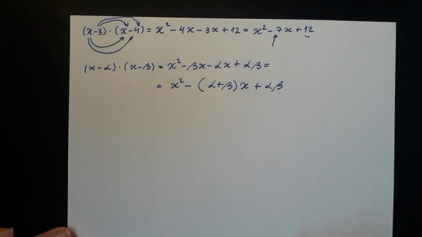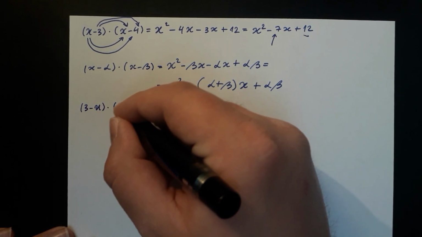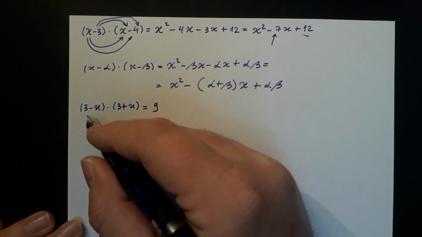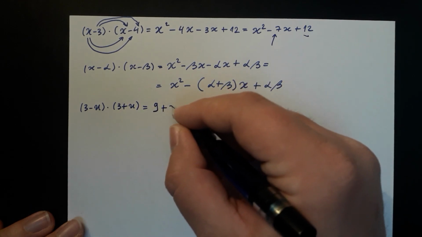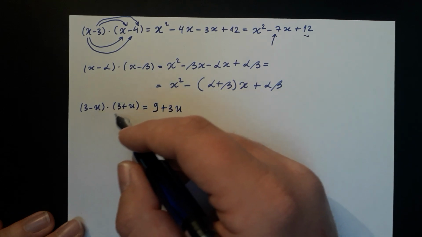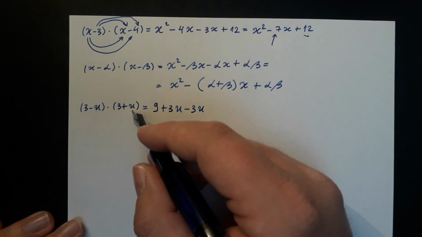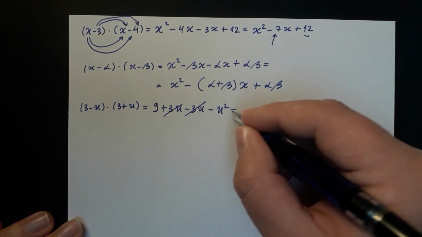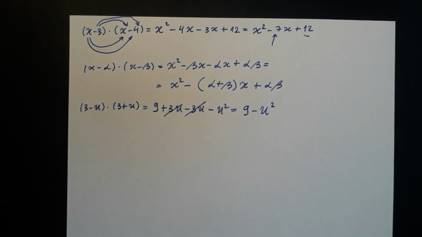So what happens when we have something like 3 minus u in one bracket multiplied by 3 plus u in the second bracket? We have 9, as 3 times 3 is equal to 9. We have 3 times u as 3u. We have negative u multiplied by 3 as minus 3u. And we have negative u multiplied by u, which is negative u squared. These two can cancel out and we just have 9 minus u squared. It turns out that this is an interesting way to solving quadratic equations.